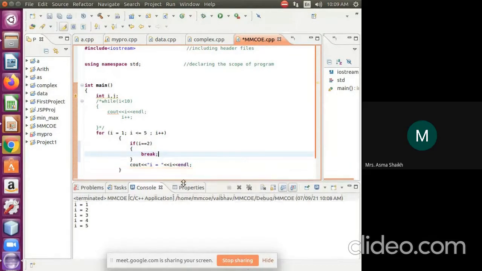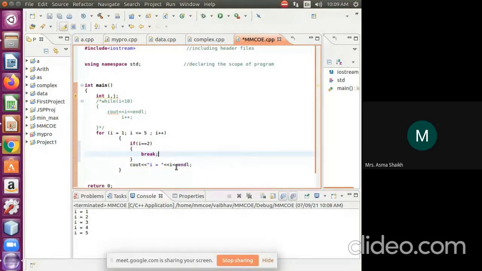So what exactly is happening? Tell me, students, what will be the output? You have seen the output before this, so what will be the output after adding a break here? i is equal to 1, and the remaining 2, 3, 4 won't be executed. Yes, good.